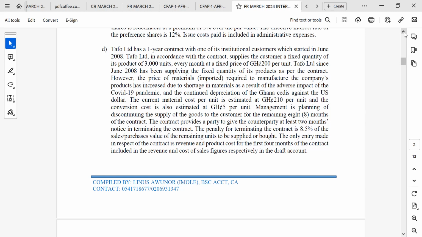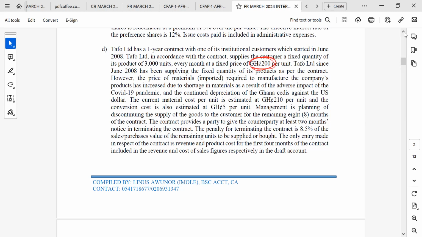So the standard says that if it is an onerous contract, you should make provision for the lower of the present value of the additional cost that you'll be incurring or the termination cost. So the question is, the people are paying us 200 Ghana cedis. This is the contract price. This is the selling price.